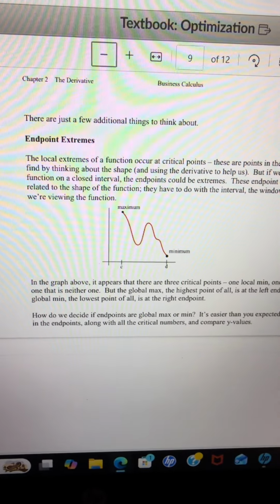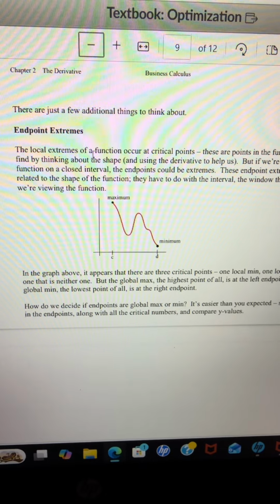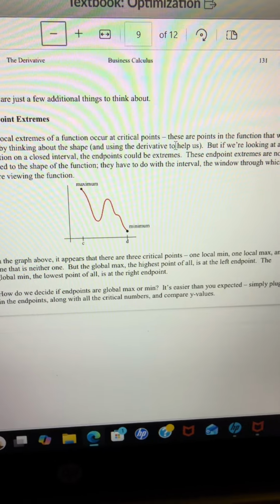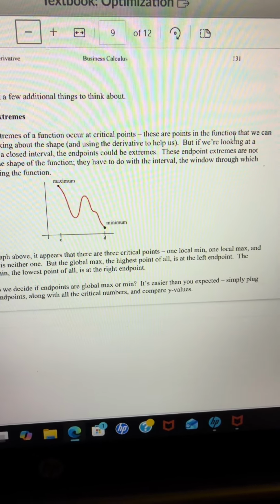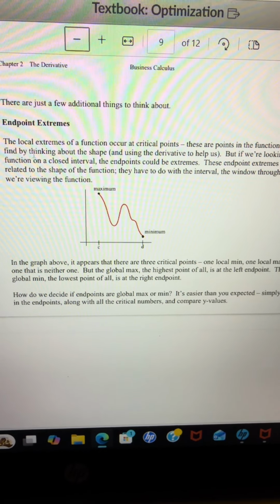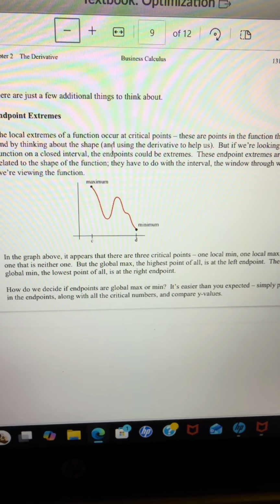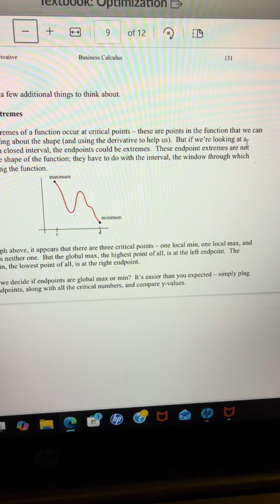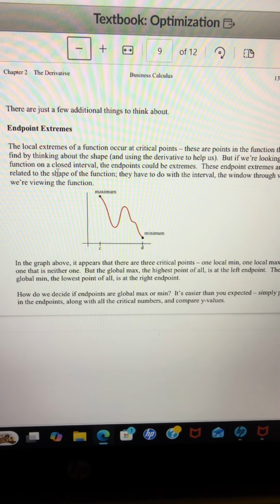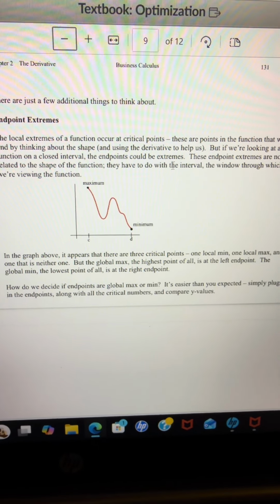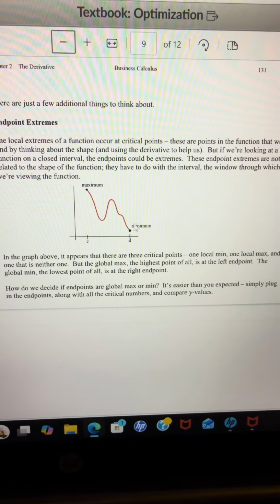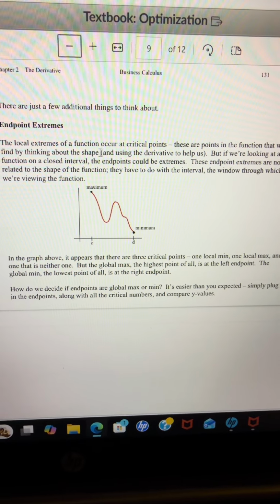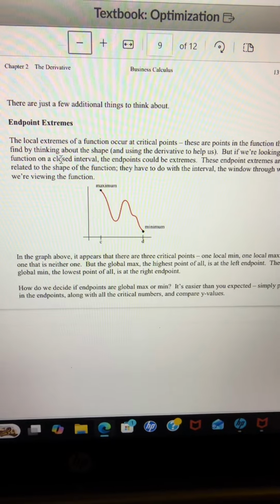So we also learned about endpoints, and here it says the local extremes of a function occur at critical points. These are points in the function that we can find by looking at the shape and using the derivative to help us. But if we were looking at a function in a closed interval, the endpoints could be extremes. So it's saying that this could be a minimum and this could be a maximum because it is a closed interval.